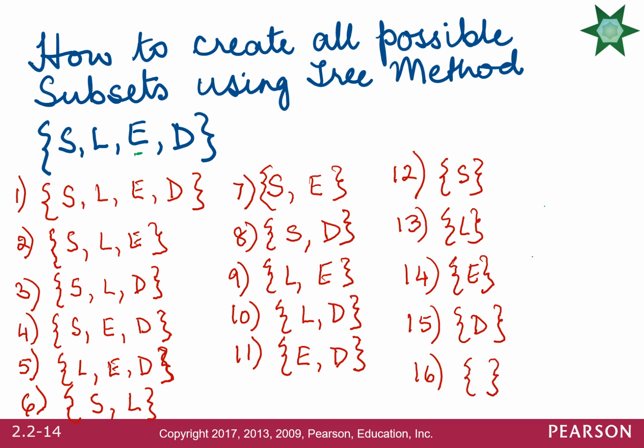All right, so this is how you can go about creating all subsets from a set without missing out a combination of elements in a set.